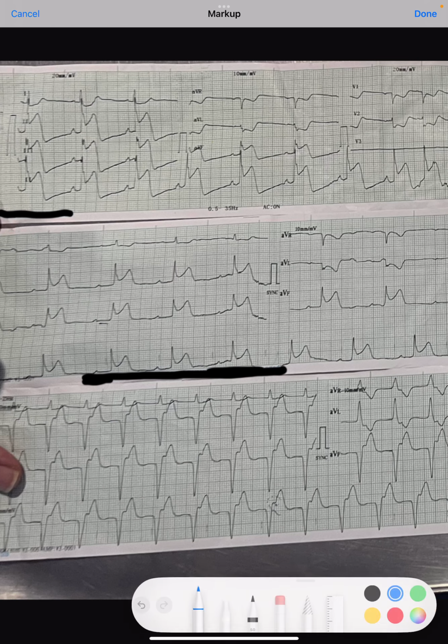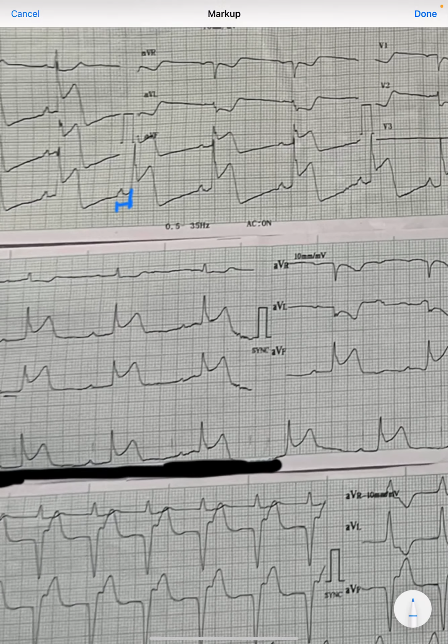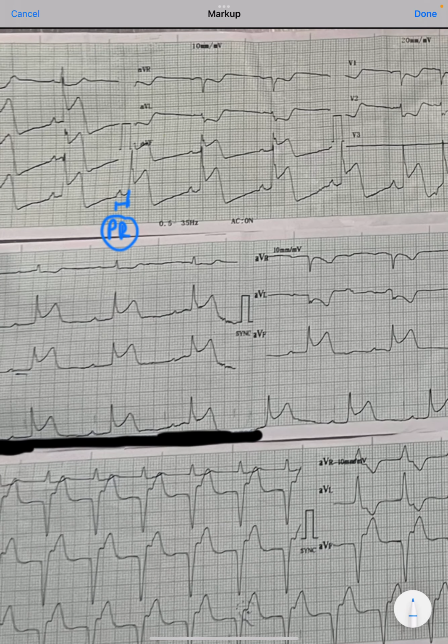Here, what I want to show is, this is the QRS and this is the P wave. You can see that this PR segment is all four small boxes. If it is more than five small boxes, or more than 0.20 seconds, we call it a prolonged PR. And a prolonged PR without a drop in QRS is called first degree heart block.